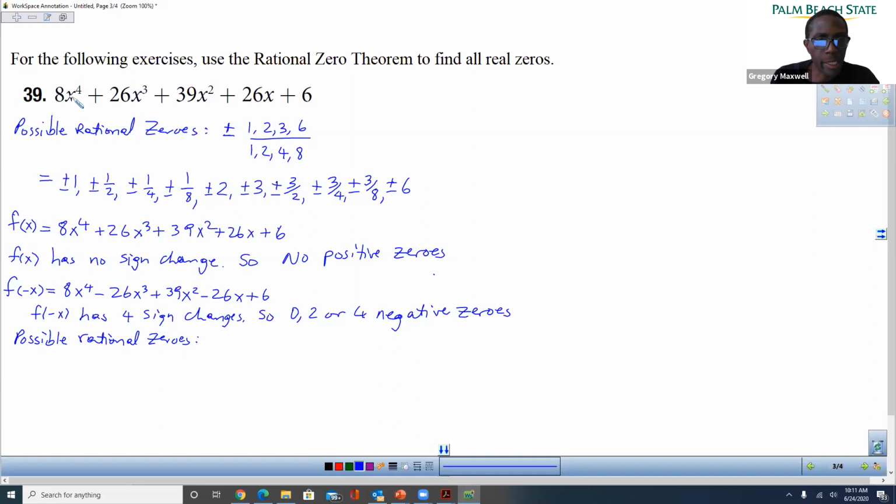Then I replace all my x's with negative x. When I replace this x with negative x, that still becomes a positive x to the 4. But when I replace x with negative x here, it becomes a negative x cubed. That's how I got a negative here. Replace the x with negative x, you get a positive x squared, so that doesn't change. But when I replace x with a negative x, I get a negative 26x. And then the 6 doesn't change. So how many sign changes? From positive to negative, that's 1. From negative to positive, that's 2. From positive to negative, that's 3. And from negative to positive, that's 4. So does that answer your question, Madison?